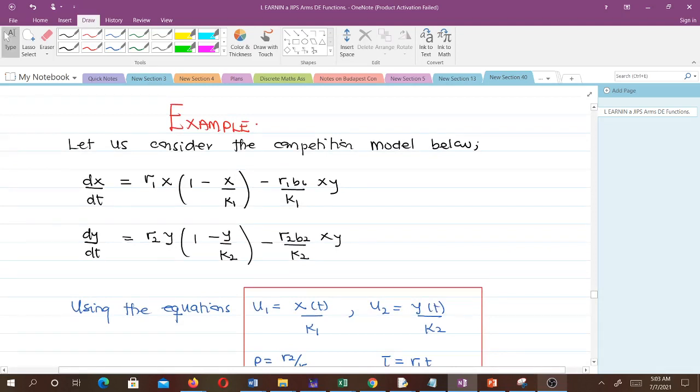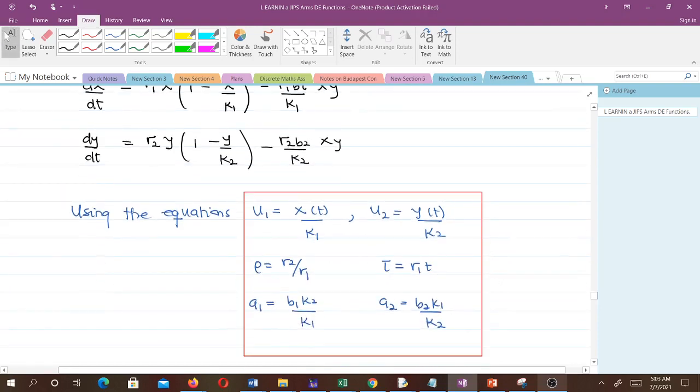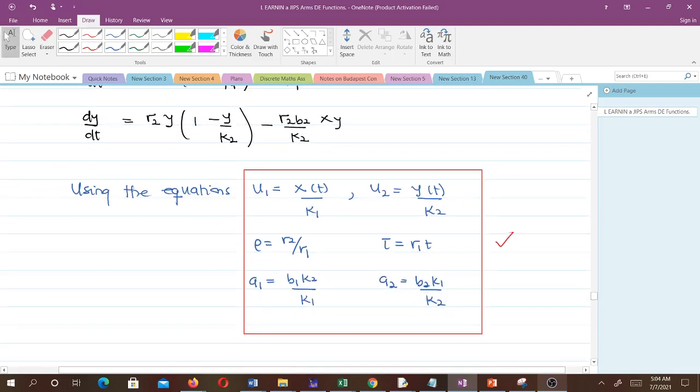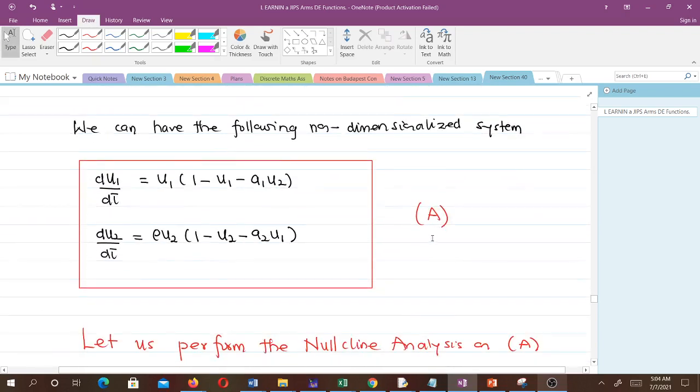This model here is a competition model. Actually, this is not part of the Nullcline analysis. I just want us to use the non-dimensionalized equation for the competition model to explain what the Nullcline analysis does. But before that, we know this is the competition model, and when we use these equations to non-dimensionalize it, we are going to get what I've called equation A here.